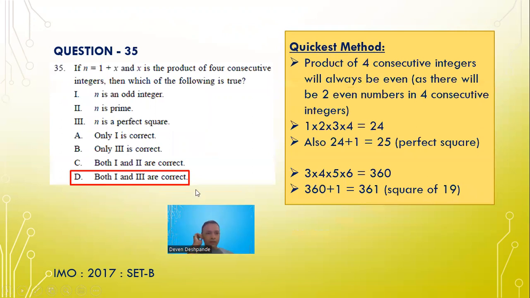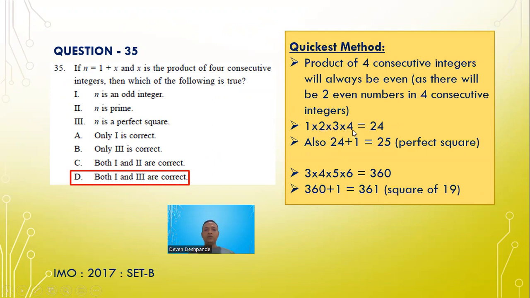Okay. If n is equal to 1 plus x, and x is the product of 4 consecutive integers, which of the following is true? n is an odd integer, which is true, isn't it? Because the product of 4 consecutive integers will always be even, because among 4 consecutive integers there will always be 2 even numbers. 1, 2, 3, 4: 2 and 4 are even numbers. So this will always be an even number.